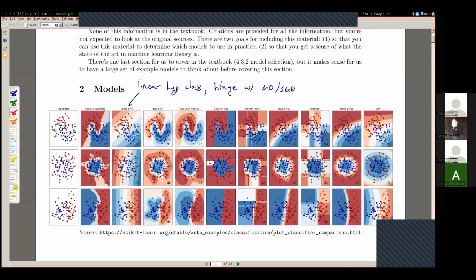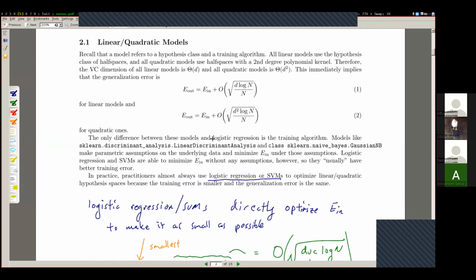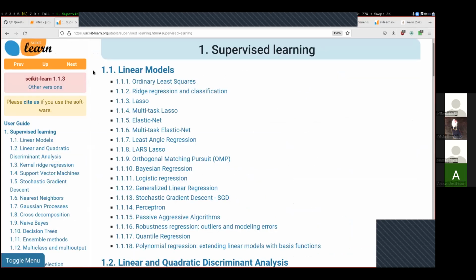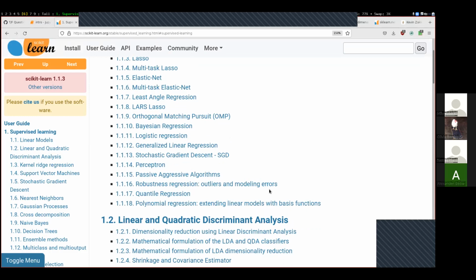So we started talking about the linear and quadratic models. The main takeaway here was that in scikit-learn, for example, there's dozens of these linear quadratic models, and they all have the same VC dimension properties. They all have the same generalization error. But either logistic regression or SVM actually is going to minimize the E_in. All the other things don't directly minimize your in-sample error. And so if you're doing something linear quadratic, everybody always uses logistic regression or SVMs. There's a lot of other things here. Nobody uses them.